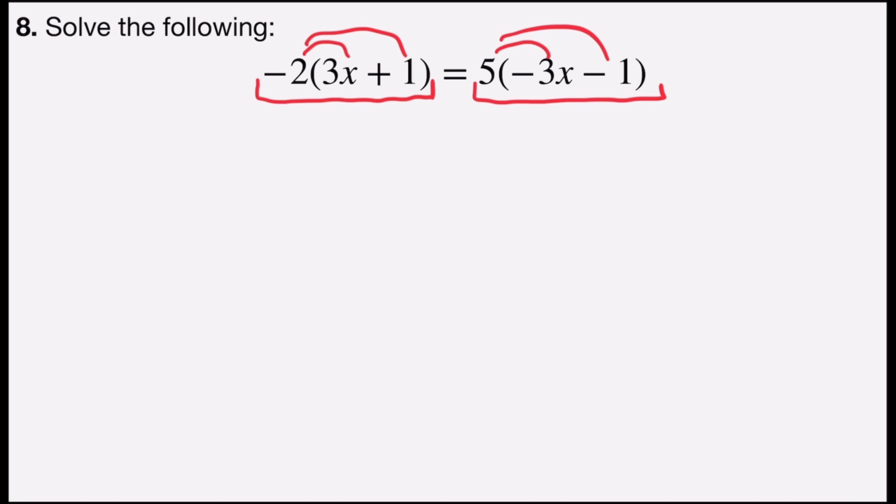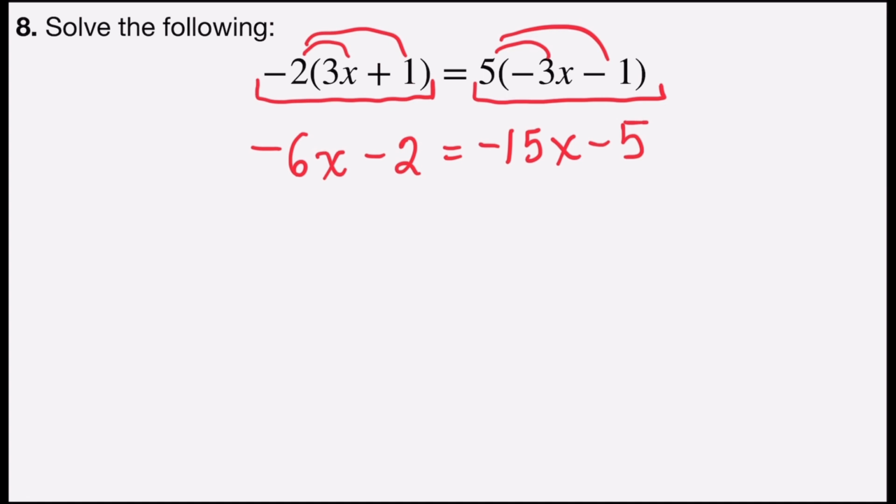Negative 2 times 3x will give me negative 6x. Negative 2 times positive 1 is negative 2. Now my left side is in simplest form. On the right side, 5 times negative 3x is negative 15x, and 5 times negative 1 is negative 5. And now the expression on the right side is in simplest form.